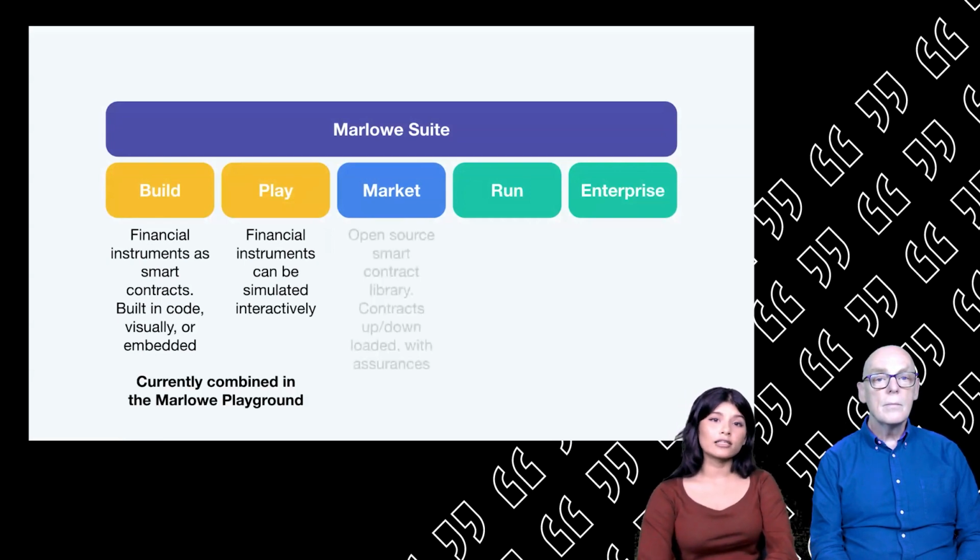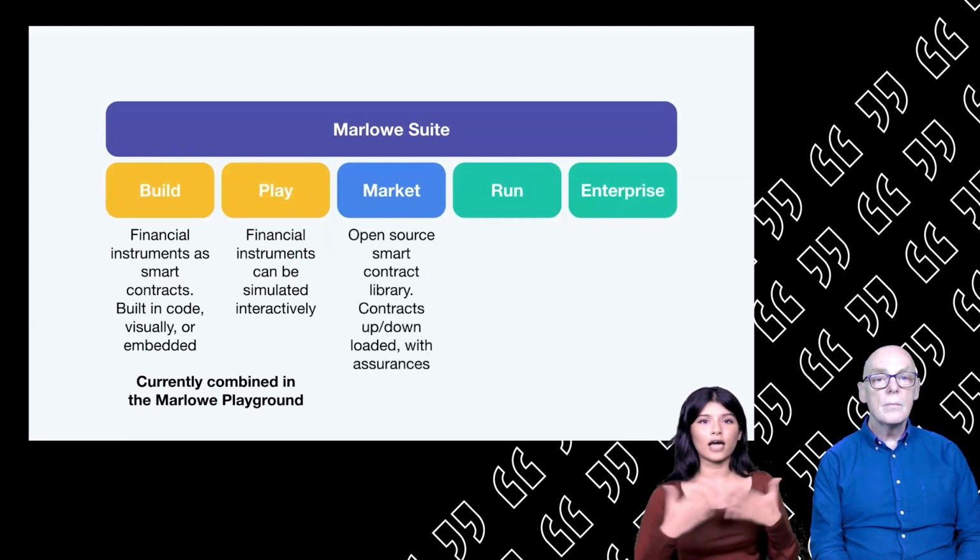Now, Marlowe Market is really a place where people can upload as well as download any sorts of financial instruments that exist within there. So simply put, it is a smart contract template library which consists of many different types of financial instruments, all expressed as smart contracts.